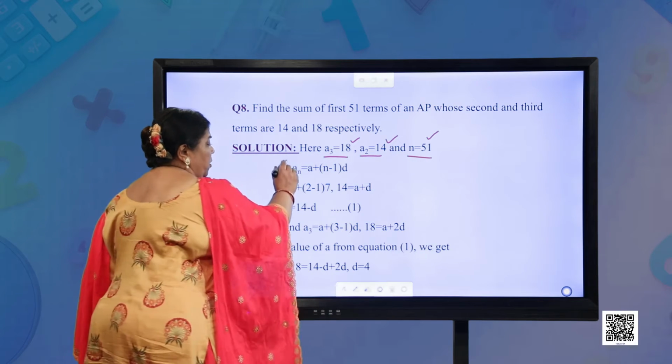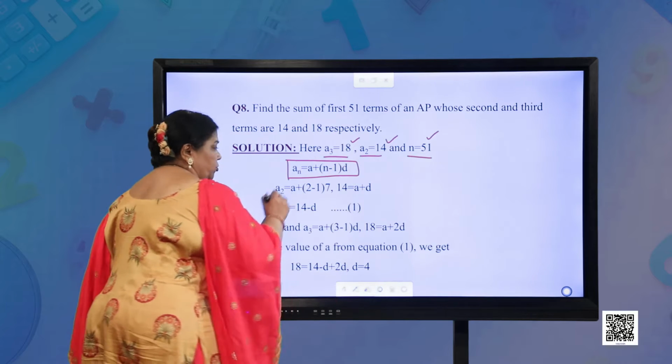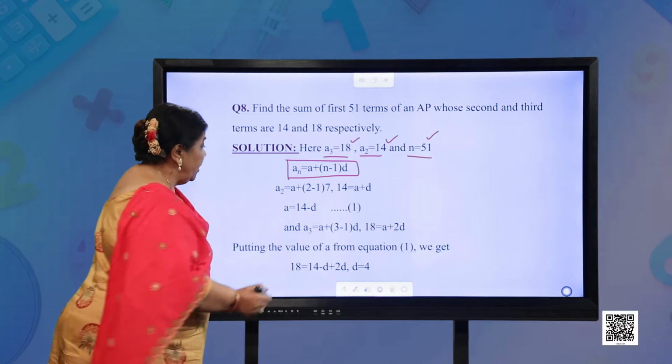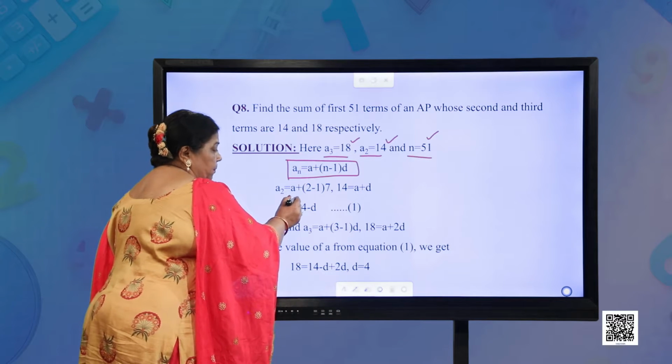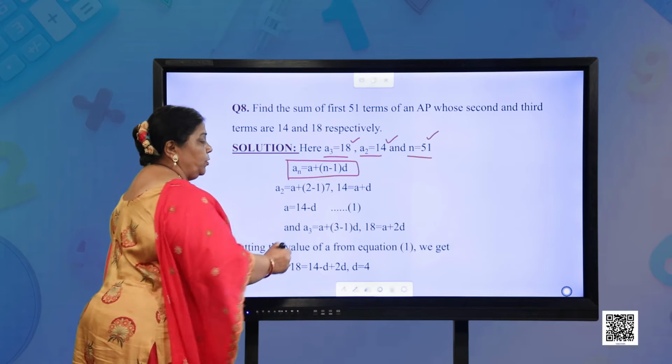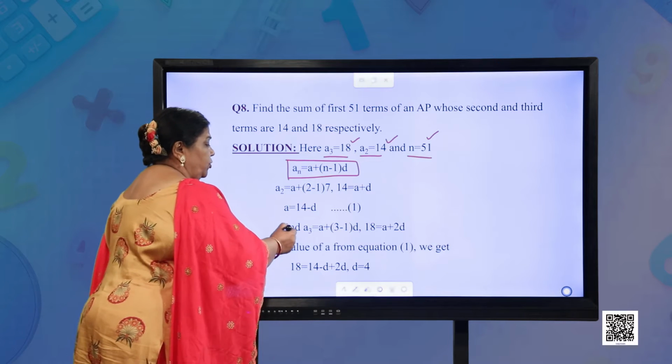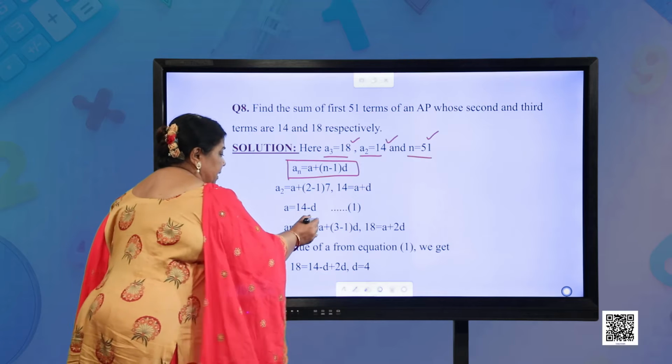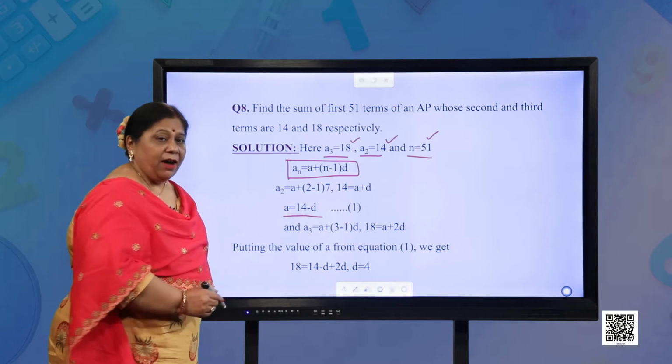So, using the formula for nth term An is equal to A plus n minus 1 into D, we get A2 is equal to A plus 2 minus 1 into D, that is 14 is equal to A plus D, or A is equal to 14 minus D. Let us take this equation as equation number 1.